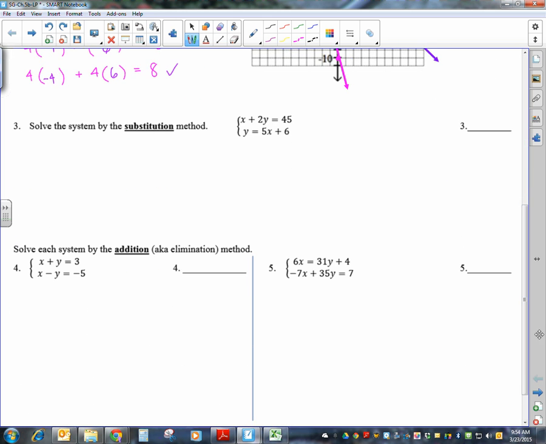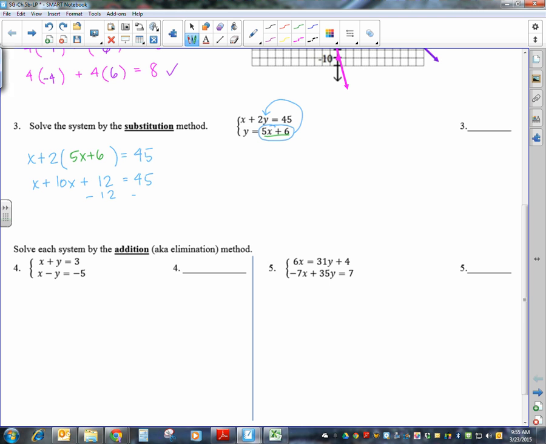Okay, moving along. Solve by the substitution method. Substitution method, I encouraged you to find the variable that was all by itself, which is y, and then I encouraged you to circle what y was equal to, and then plug it into the other equation where you're going to substitute. So then when you write it, x plus 2 times whatever you're substituting is going to equal 45. So what am I going to plug in there? I'm going to plug in 5x plus 6 because that's what y was equal to. And then I'm going to simplify that. And that gives me x plus, you got to distribute, 10x plus 12 equals 45.